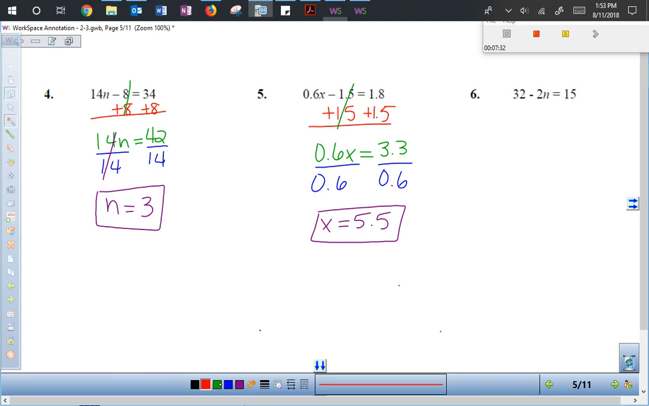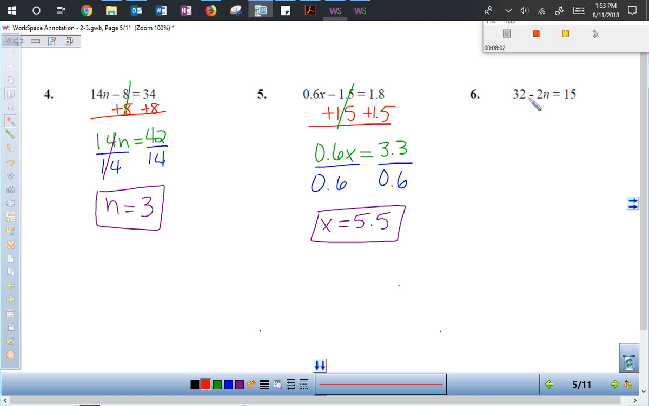On number 6, I have 32 minus 2 times n equals 15. Now, this is where things are a little bit tricky because the variable comes second instead of in the first term. We still want to handle any addition or subtraction before we handle any multiplication or division. So to do that, I want to look at the number on the same side as the variable that does not have the variable attached to it, which is this 32.